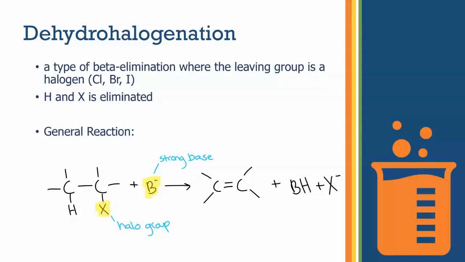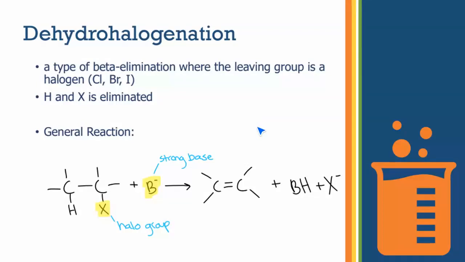So what we spent the most time on is dehydrohalogenation, and this is a type of beta elimination. This is just where the leaving group is a halogen, so either chlorine, bromine, or iodine. And then also a beta hydrogen is eliminated as well.